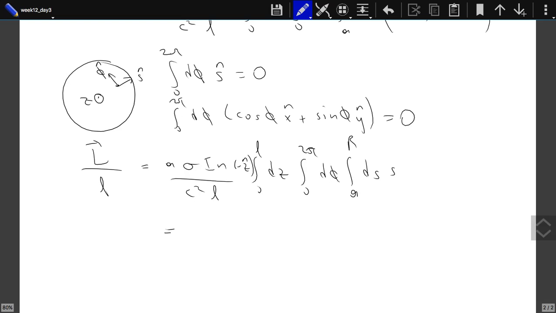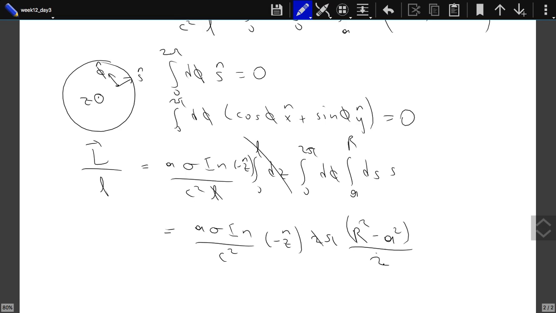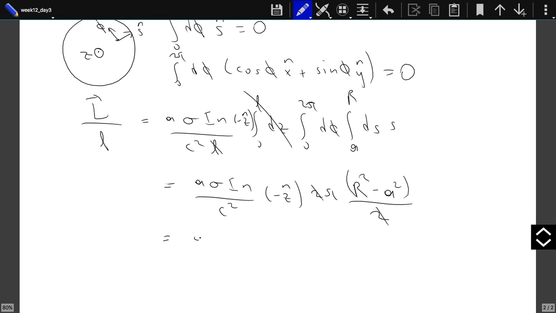Well, nothing depends on z now, so the z integral just gives me a factor of L, which cancels the L in the numerator. So I have a sigma I n over c squared times minus z hat. The phi integral just gives me 2 pi. And the s integral gives me r squared minus a squared over 2. The 2's cancel. So I'm left with a sigma I n pi over c squared times r squared minus a squared in the minus z hat direction.